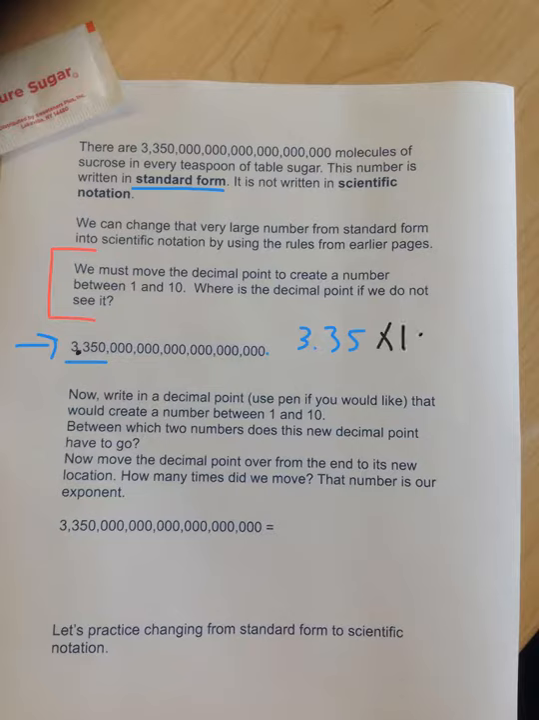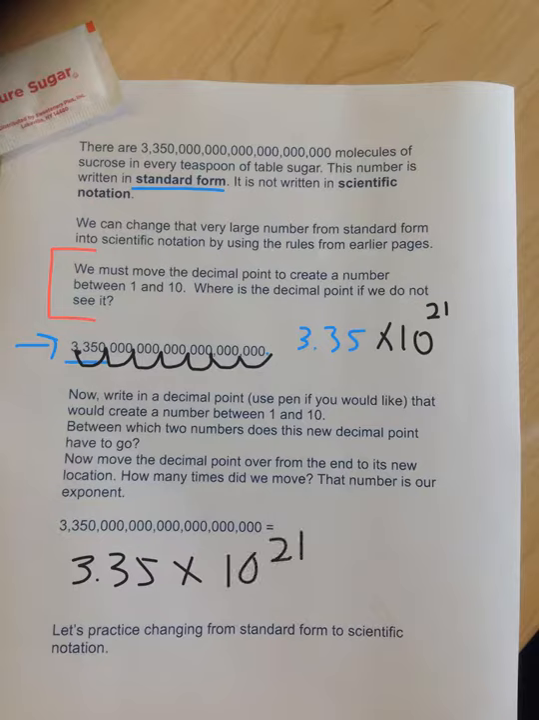So we have our times 10, and then I'm going to just skip count here. 3, 6, 9, 12, 15, 18. Wow, 21 times. That's huge. So it becomes 3 and 35 hundredths times 10 to the 21st power. And I think actually reading this number gives me a pretty good idea how big the original number is. And that's what we're trying to do. Plus, we don't want to take up all that space on our paper when we're writing our scientific journals.